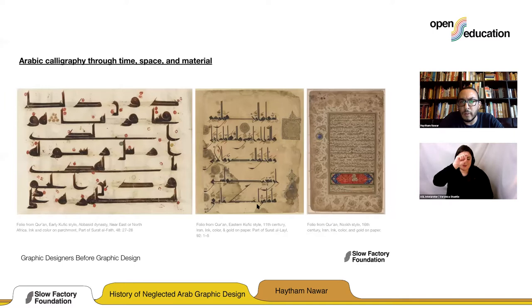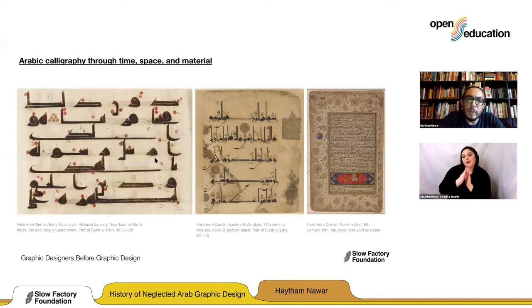And then thirdly, one of the other calligraphic styles in the Arabic language is the Naskh, and that's from the 16th century. And again, you can see the differences and the variety in terms of calligraphic style, but not only that, you can see also the decorative elements used in the layout, how they use color and illustrations to create what we call today editorial design.